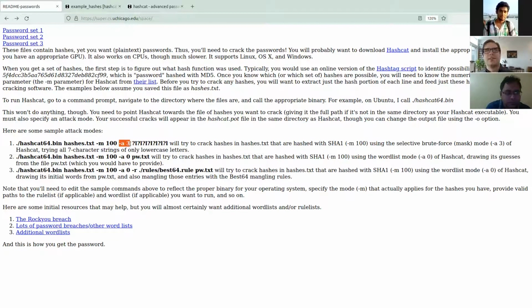And then you give an attack mode, which you can read about in the Hashcat documentation. So this is attack mode 3, which is a mask attack, and tries to guess everything with all 7 character strings of letters. This is attack mode 0, which is a word list with some file called password.txt, which I haven't given you, but you can get files from below. And then you could also give it mangling rules. I give you an example of how to invoke best64, but Hashcat comes with different mangling rule sets.